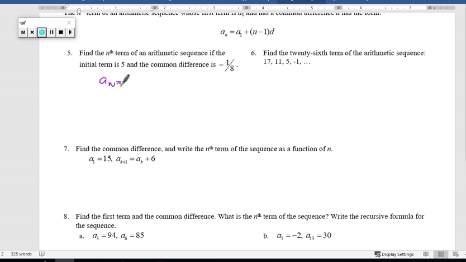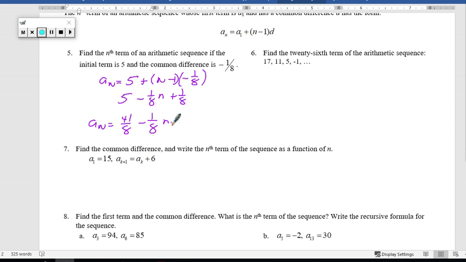So A sub n is going to be the first term, so they're telling us here that A sub 1 is 5, plus n minus 1 times negative 1 over 8. We can go ahead and distribute. You'll need to ask your teacher, but depending on the answers, I'm okay with this form as is. That's n minus 1 over there. Or we can distribute and get it a little bit cleaner. That's going to get us minus 1 over 8n plus 1 over 8. So A sub n winds up being 41 over 8 minus 1 over 8n.